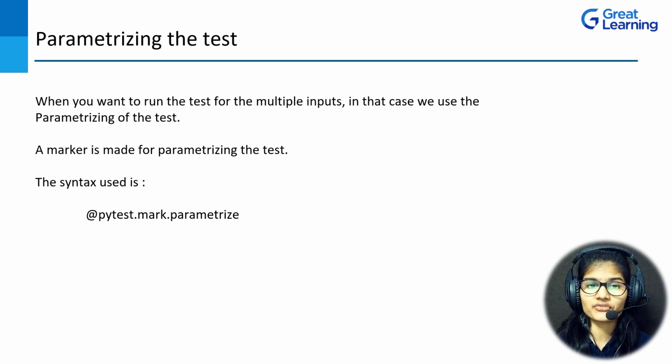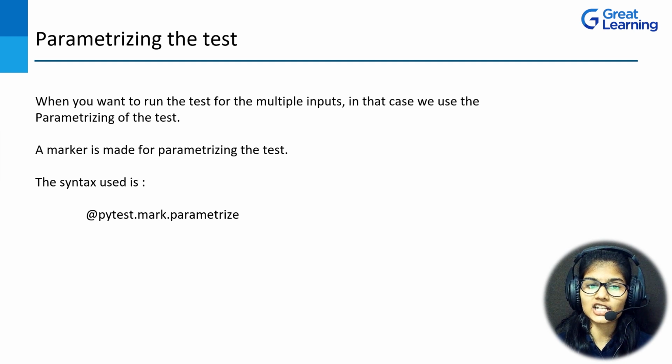Now, a marker is made for parameterizing the test. Some minutes before we started about the markers, right? How do we set up the markers onto a test, how are those markers actually made, and what's the use? So the marker is used for parameterizing the test. Whenever you want to give multiple inputs, in that manner a marker is made. So hope now you could relate this to the previous one, what the use of those markers is.